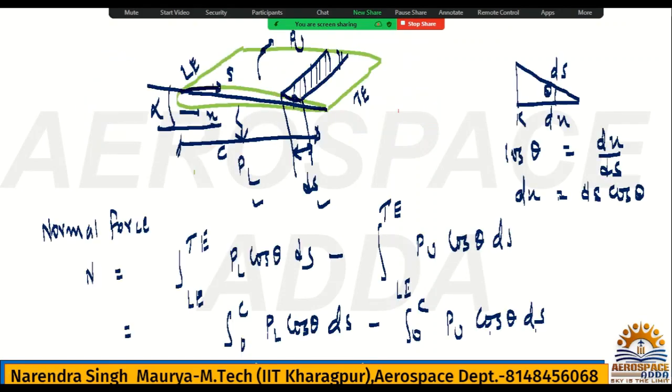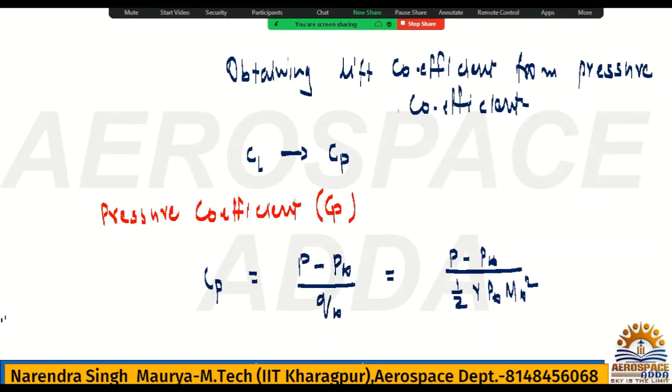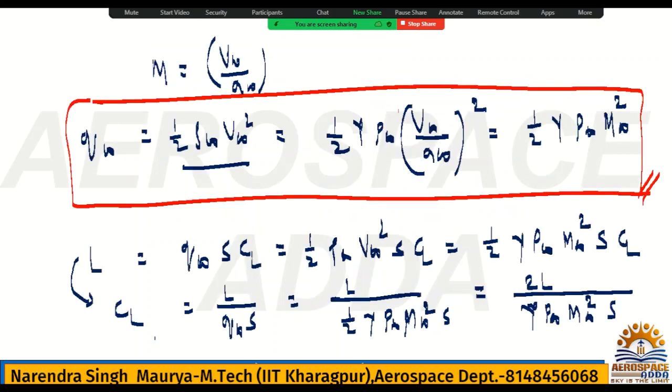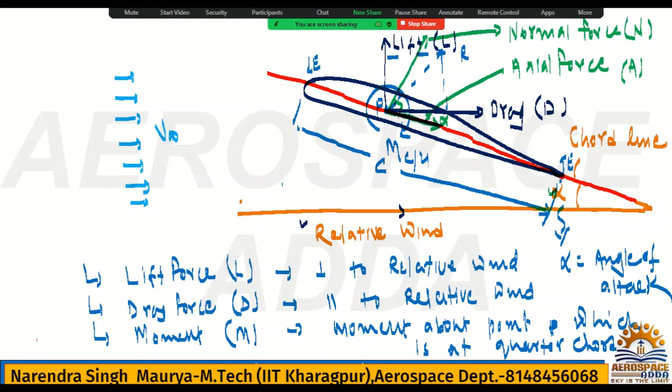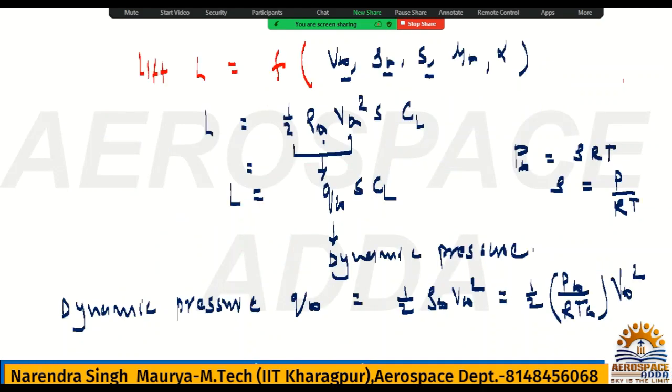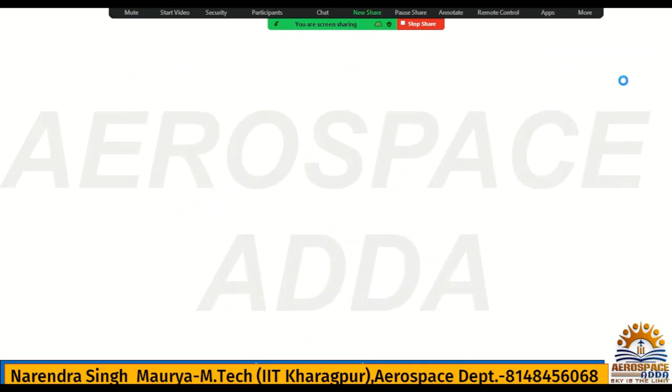Where had you seen this normal force? Check at the start, where I told you about the components. This was the normal force, and A was the axial force. Axial means parallel to the chord, normal means perpendicular to the chord. Check here, normal force and axial force. I am calculating them because once you get normal and axial, you can take components again to get lift and drag.